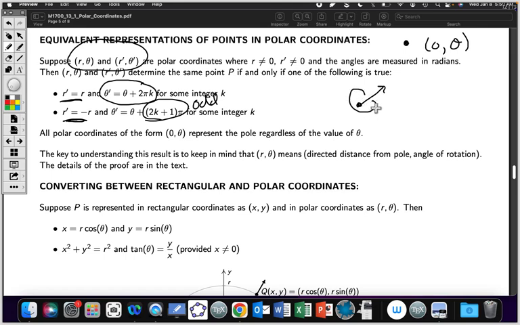If the r's are the same, the only way you can get to the same point is by going a complete revolution. If the r's are opposite, then they're off by pi, and then any revolution from pi, so any odd multiple of pi. So think of this as 2 pi k plus pi. The pi is the half revolution going from a positive r to a negative r, and then the 2 pi k is the revolution once you get halfway around. So you can think of it that way.